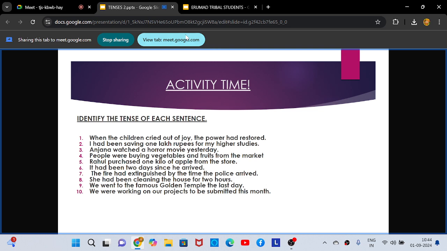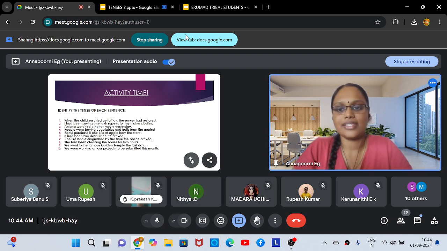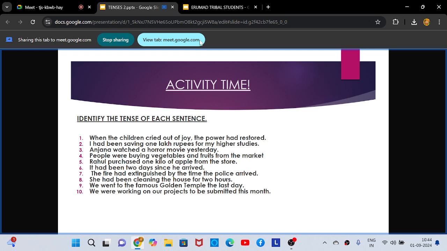Who wants to try? Yes, Aradhana. Simple past tense. We went to the famous golden temple the last day. Very good. So subject plus V2 plus object. We is the subject, went is the verb, V2, and the remaining part is the object. Now the last question.